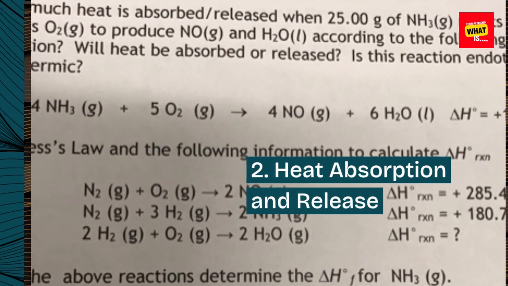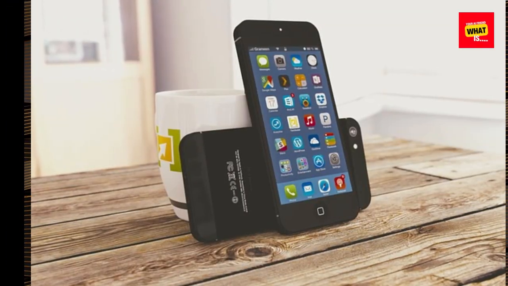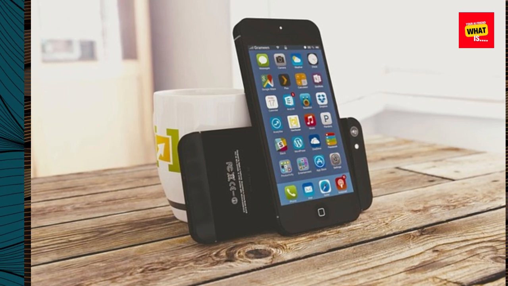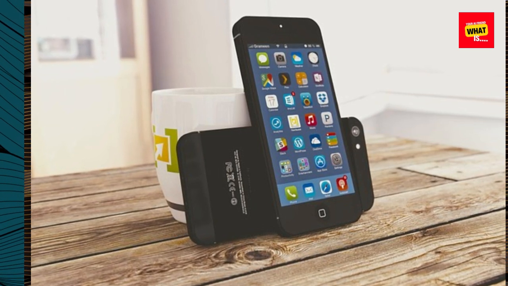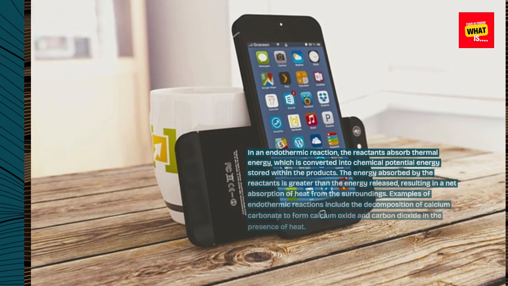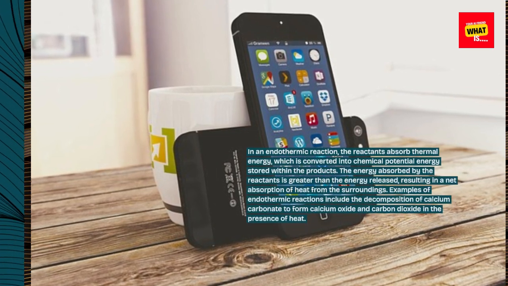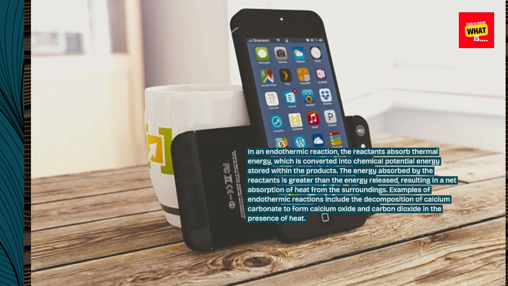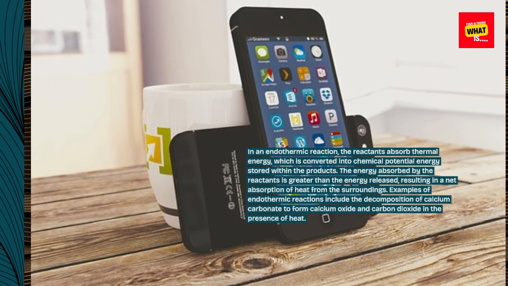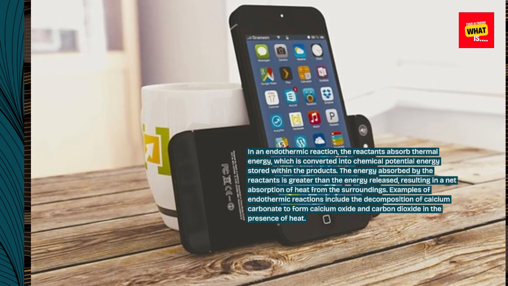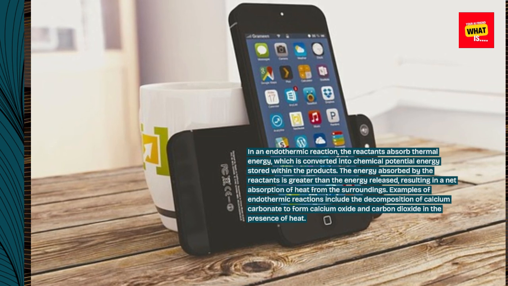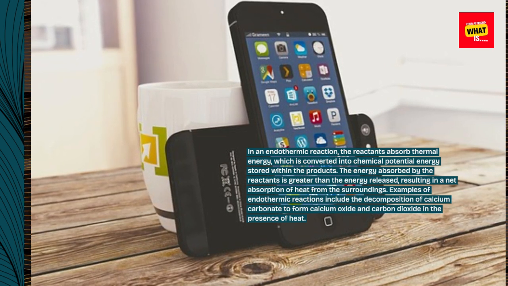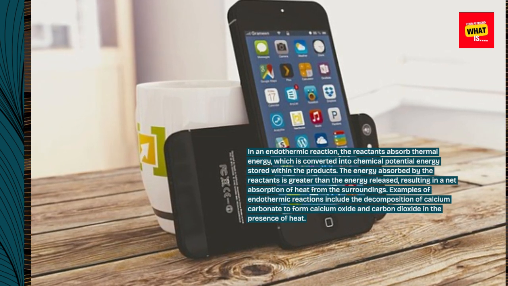2. Heat absorption and release. In an endothermic reaction, the reactants absorb thermal energy, which is converted into chemical potential energy stored within the products. The energy absorbed by the reactants is greater than the energy released, resulting in a net absorption of heat from the surroundings. Examples of endothermic reactions include the decomposition of calcium carbonate to form calcium oxide and carbon dioxide in the presence of heat.